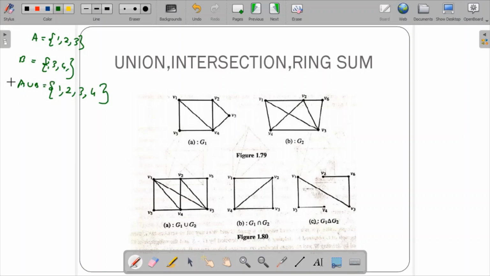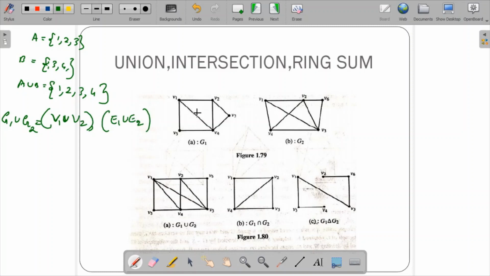In the graph, we have two graphs, G1 and G2. So the G1 union G2 is nothing but union of the vertices of both the graphs, that is capital V1 union V2, and comma, union of the edges, E1 union E2. That means edges of the first graph union edges of the second graph.